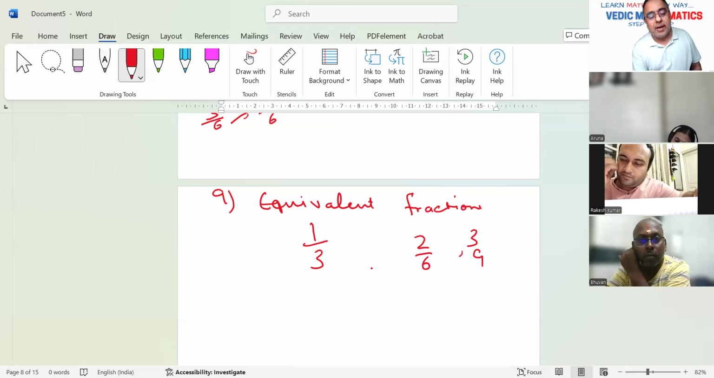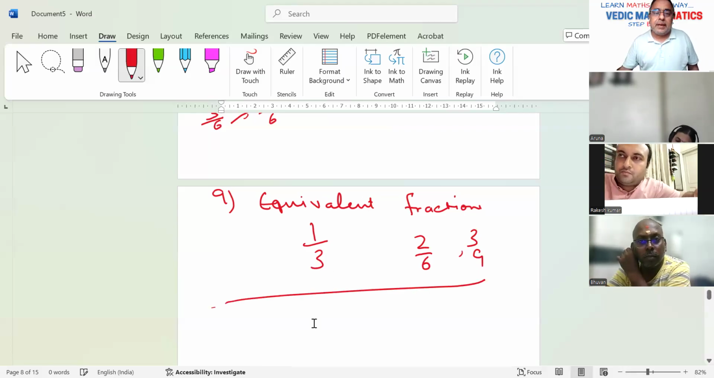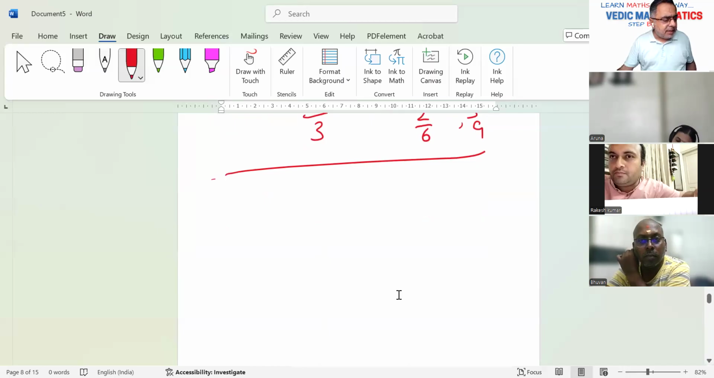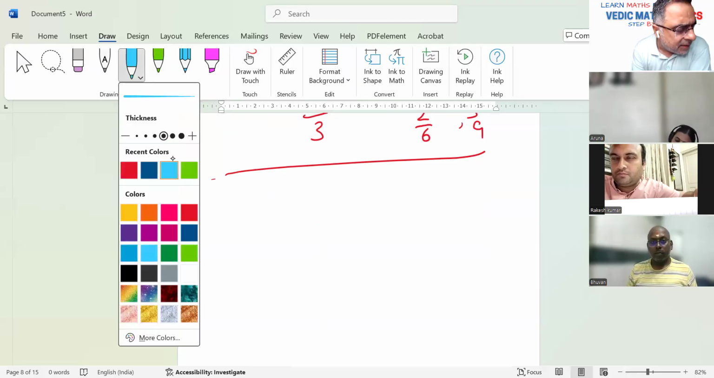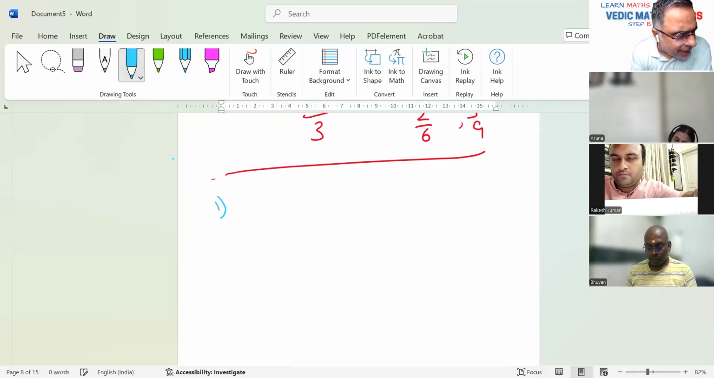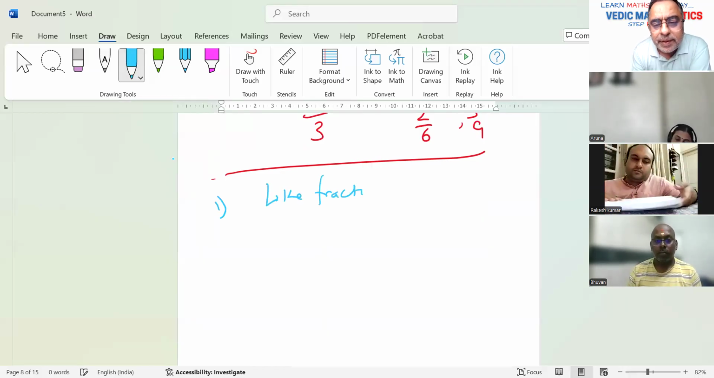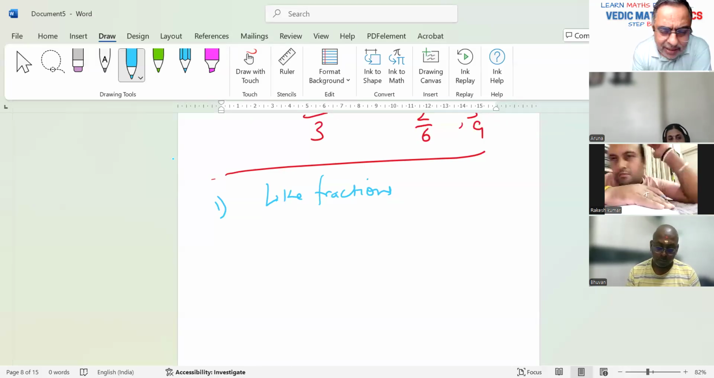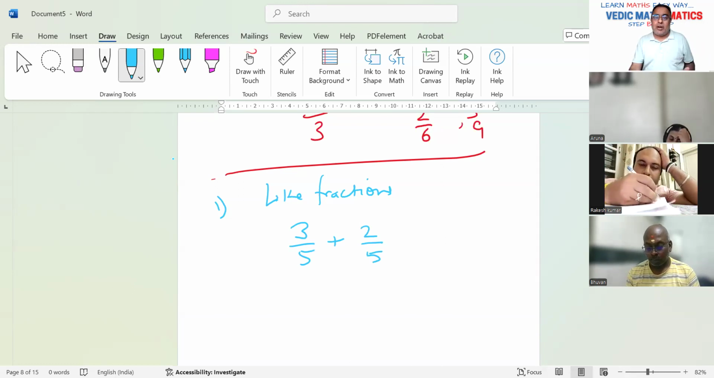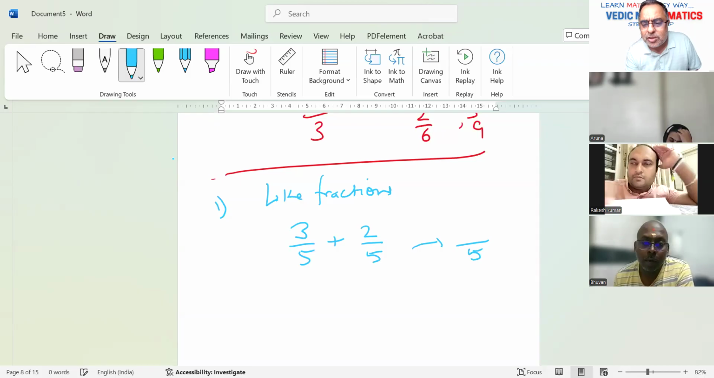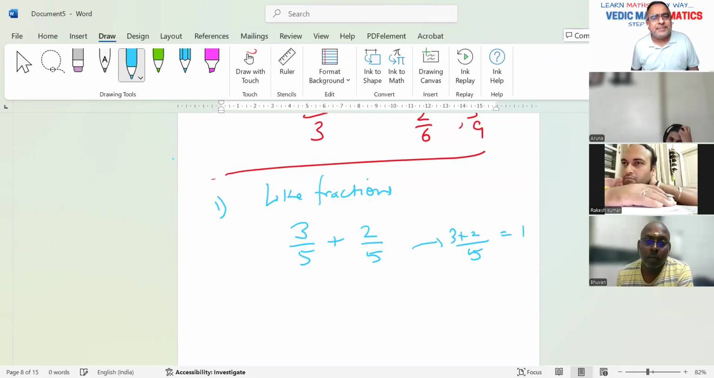Okay. Now addition and subtraction of fractions, because multiplication generally is more simple. Let's start with like fractions. If like fractions are there, like 3/5, like means denominator is same. So there is no problem at all. You just take the common denominator, 3 plus 2, add, 5.